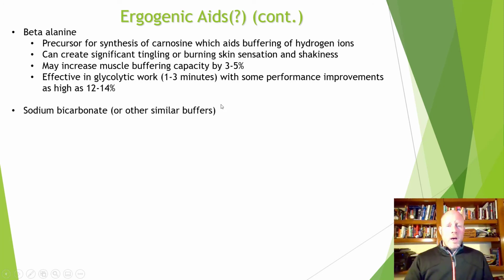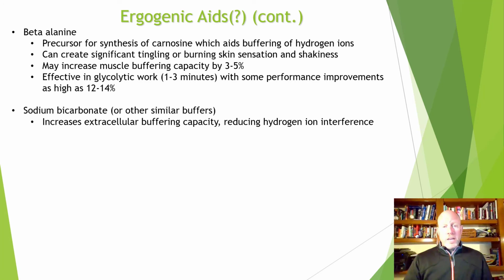Sodium bicarbonate, or basically baking soda, okay, or the similar buffers, increases extracellular capacity to buffer hydrogen ions, and they interfere with hydrogen ion development. So it reduces their interference with the ability for ATP to bind for the ability to perform muscular contraction, because those excess hydrogen ions like to occupy binding sites, so it actually blocks or inhibits those myosin heads from actually contracting and pulling on the actin strands, which we don't want to be the case, obviously, for performance.